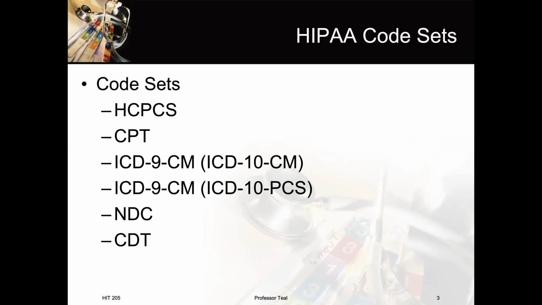So that first code set listed, HCPCS, that's the Healthcare Common Procedure Coding System, which was established and maintained by the Centers for Medicare and Medicaid Services, or CMS. It primarily represents items and supplies and non-physician services that are not covered by the American Medical Association CPT-4 codes.